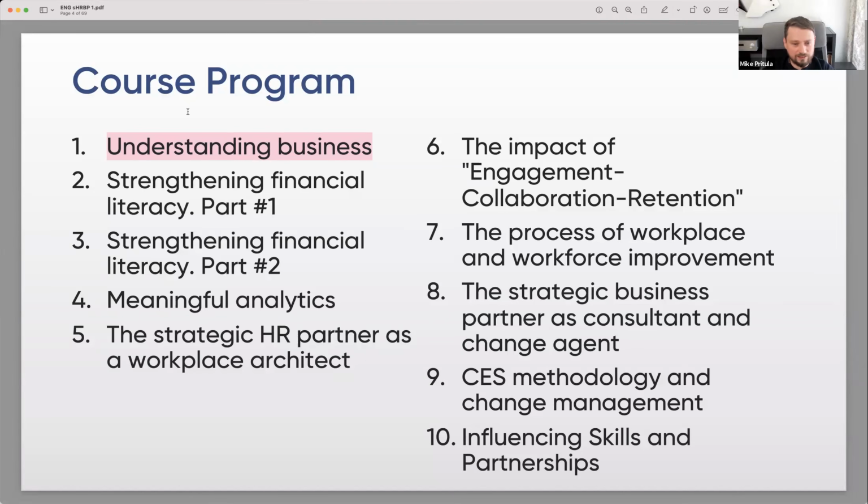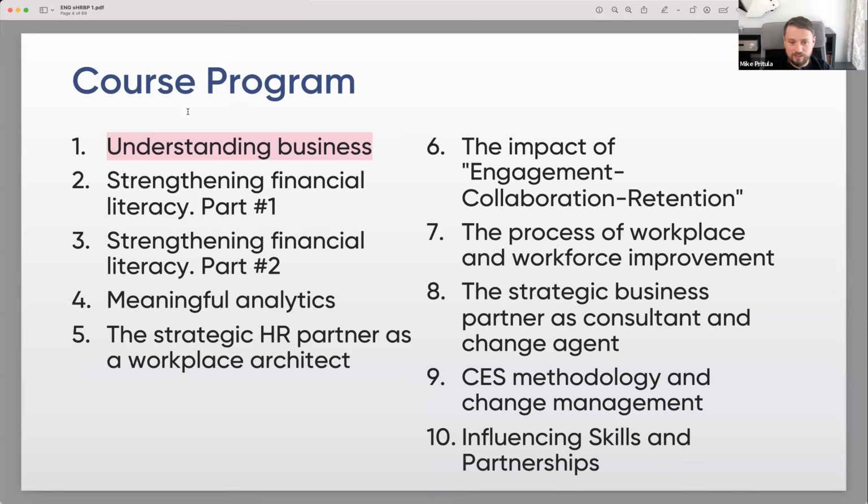Then in our next class, we will talk about strengthening financial literacy. And the third class will be about this approach, but not just understanding company finances, but also applying the same approaches to human resources business partner work, like how to make decisions based on financial data, on calculations, on cost-benefit analysis, like how to do a cost-benefit analysis of implementing a new human resources information system.